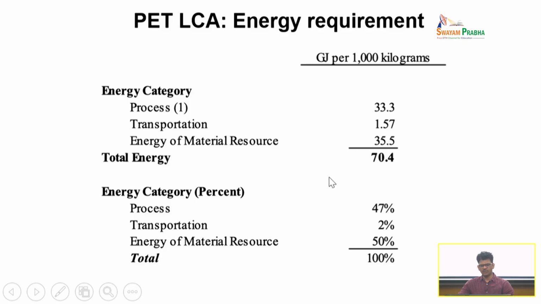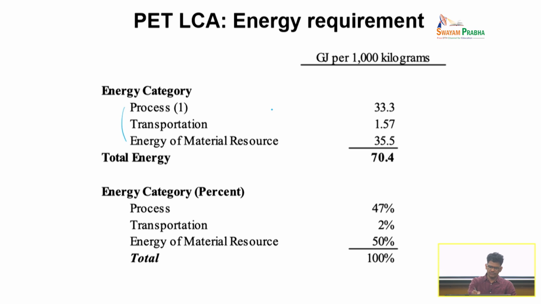So once you set up all these assumptions, when you see this paper, you will see they have given a very broad analysis of what it takes. For example, the most important thing is the energy requirement. How much energy is going to be involved? Here the energy involvement is categorized into three parts.